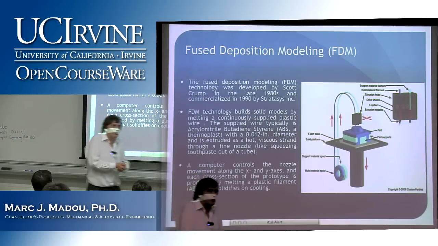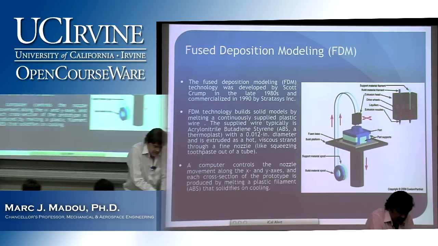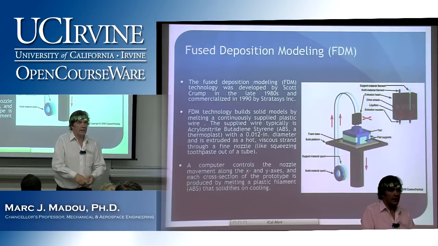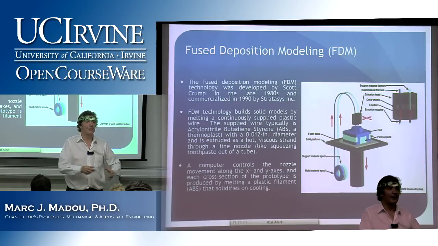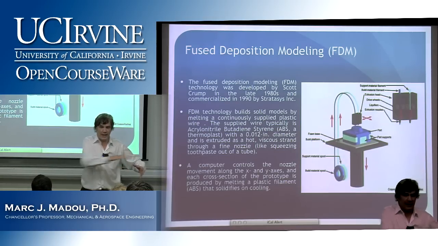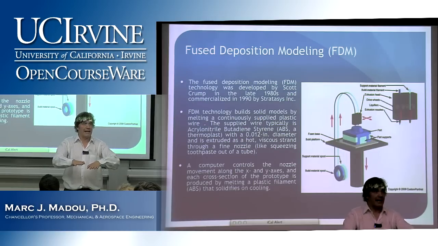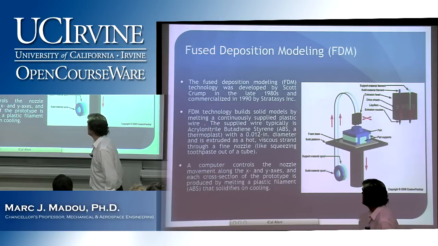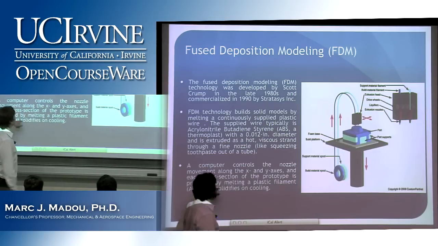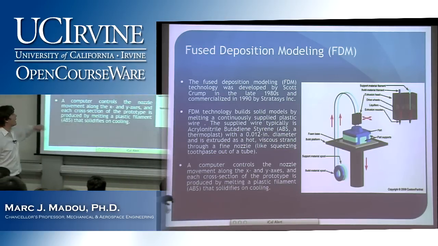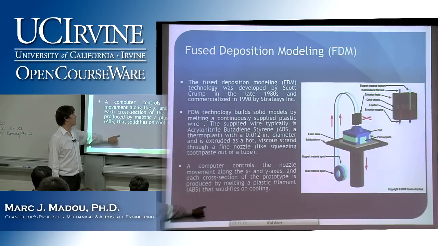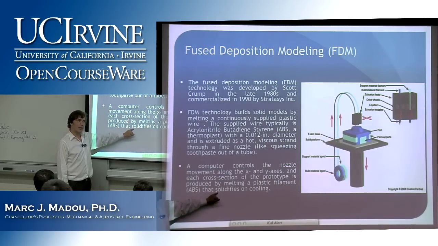So it's a good way to think about it. It's toothpaste, just squeezing it out and making the outline. All right? And so when you're finished with layer 1, you ask the computer to give you the second slice. So you lower the stage, and it builds the next layer on top of the first one. So a computer controls the nozzle movement along the X and Y axis, and each cross-section of the prototype is produced by melting a plastic filament that solidifies on cooling.